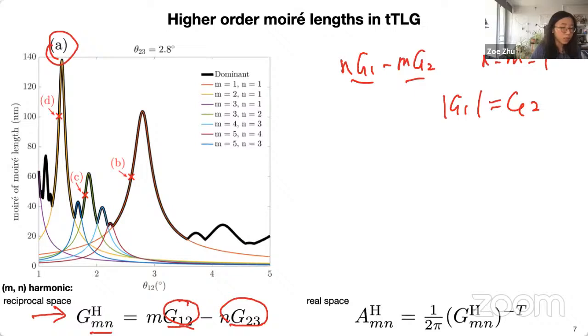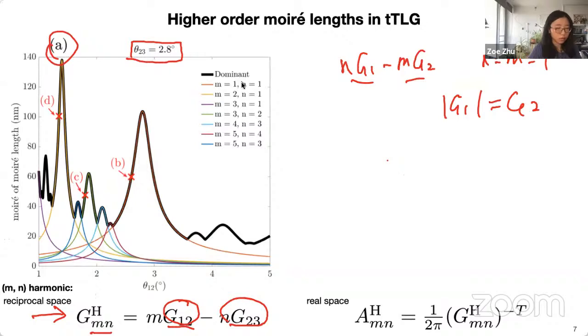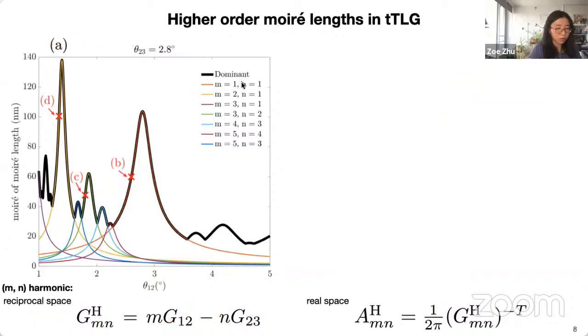So what I'm plotting is these different peaks that correspond to different moiré harmonics as a function of twist angle, by fixing the second twist angle to be 2.8 degrees and sweeping the first twist angle. And the first thing we would notice is that depending on the twist angle, the dominant moiré length comes from a different harmonic. And also, we can look at some examples of these peaks.